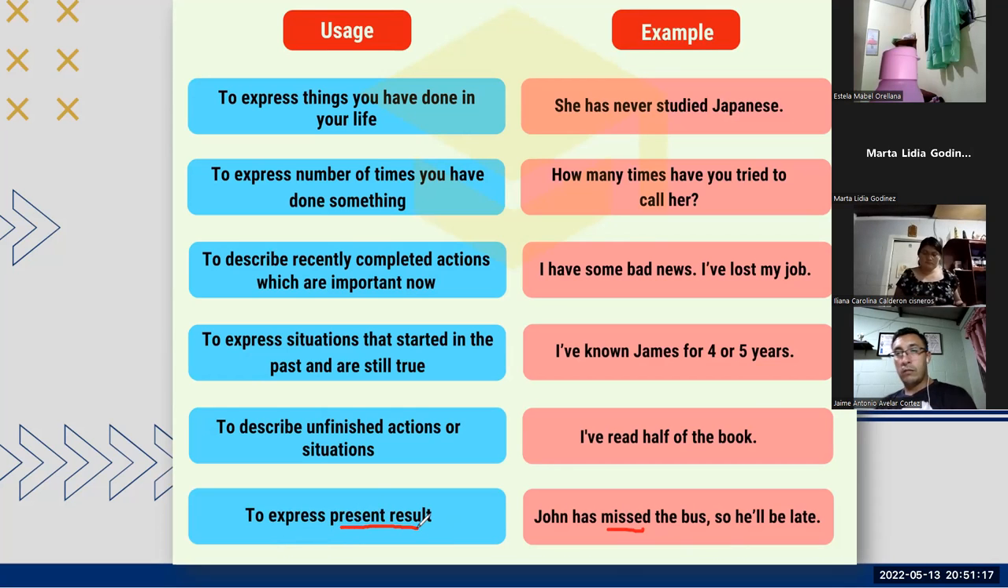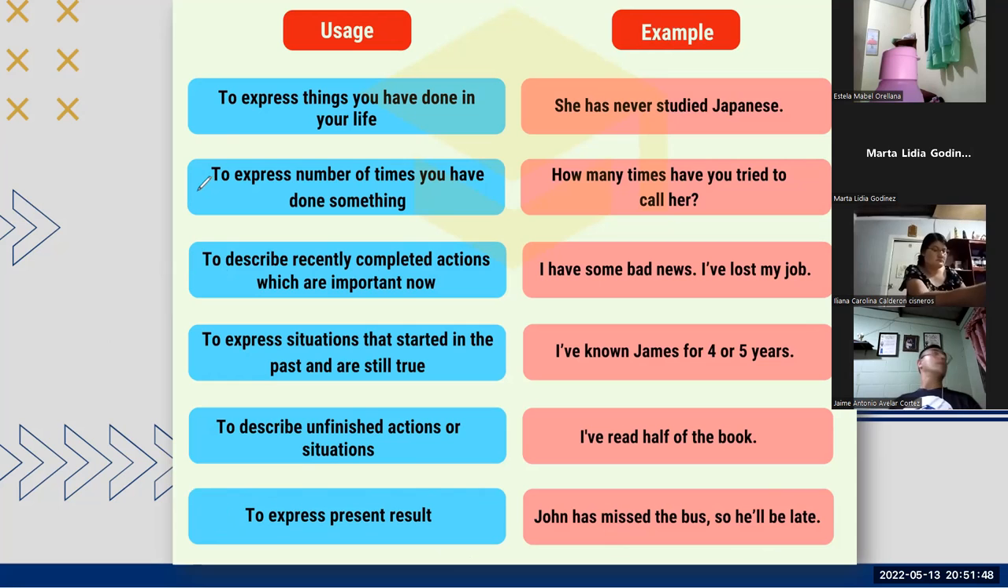Okay, algo que queremos presentarlo, un resultado que queremos expresar en el presente. John has missed the bus, so he'll be late. Este es muy parecido a este, miren, a este que todavía es importante la acción. Pero es un resultado también que está en el presente. John has missed the bus, so he'll be late. Ok. So, guys, básicamente tenemos how many uses?